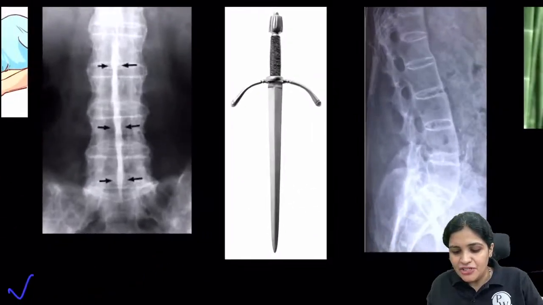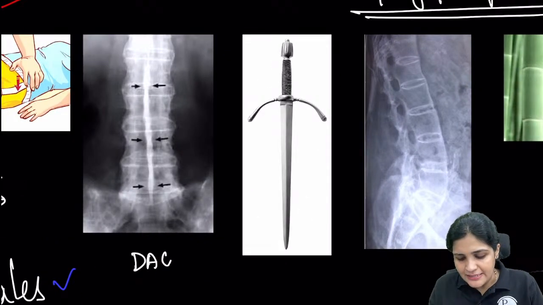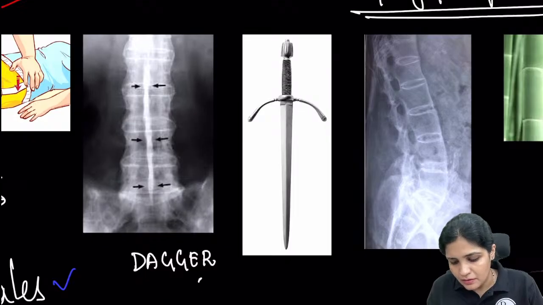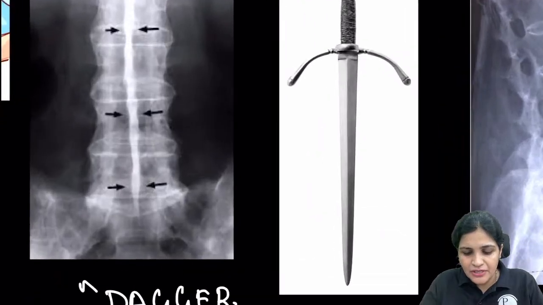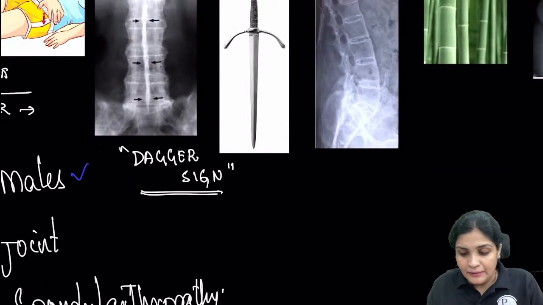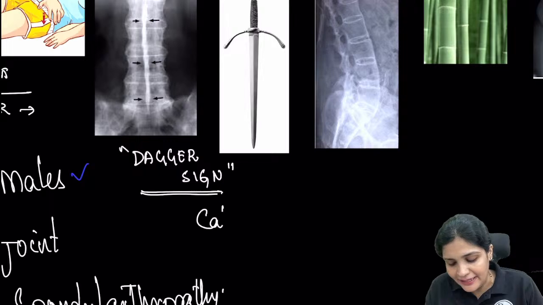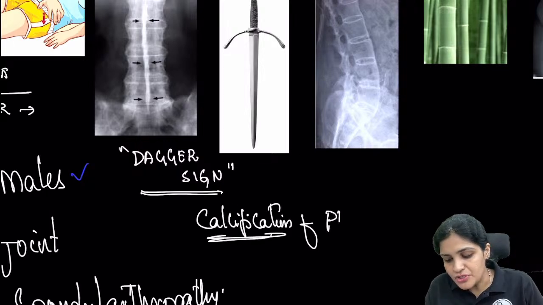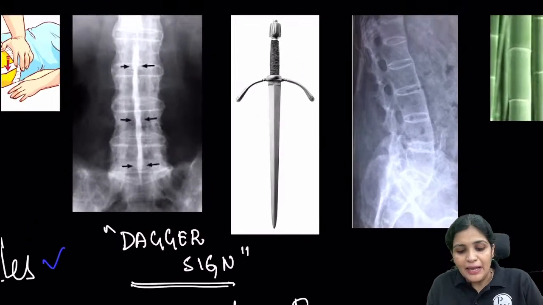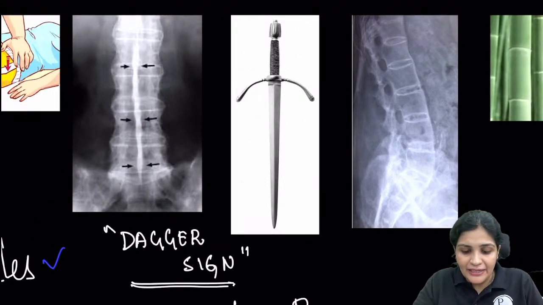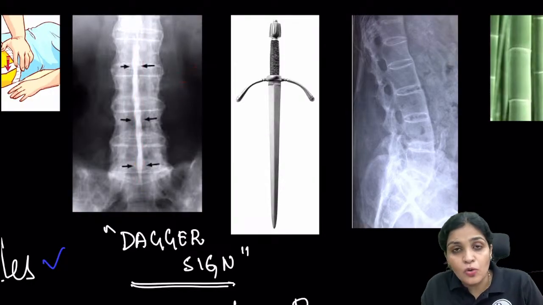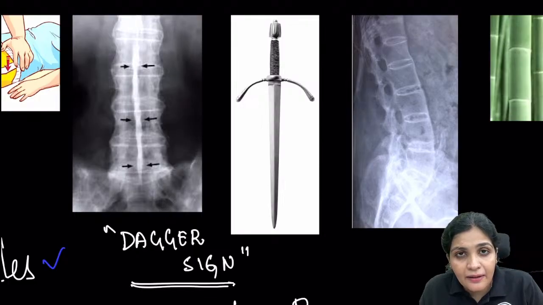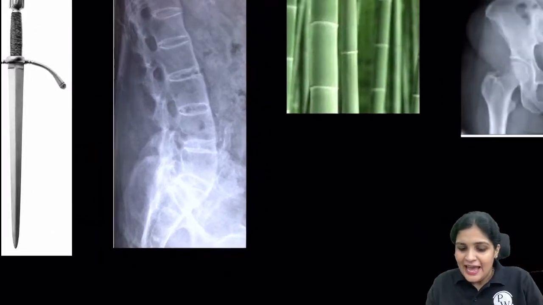And what is this X-ray feature? This has been asked in the exam. Bamboo spine? No, this is the dagger sign. You see, what happens in ankylosing spondylitis is there will be calcification of your posterior longitudinal ligament. This will appear as the dagger sign. You see, there is only calcification here, right? So this is appearing like this. So this is called the what sign? Dagger sign. Yes.